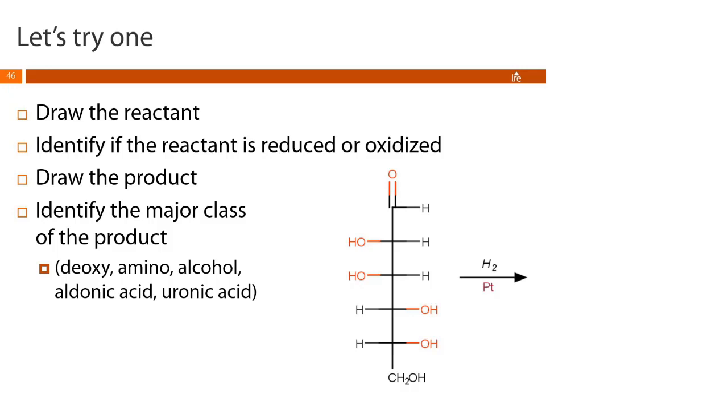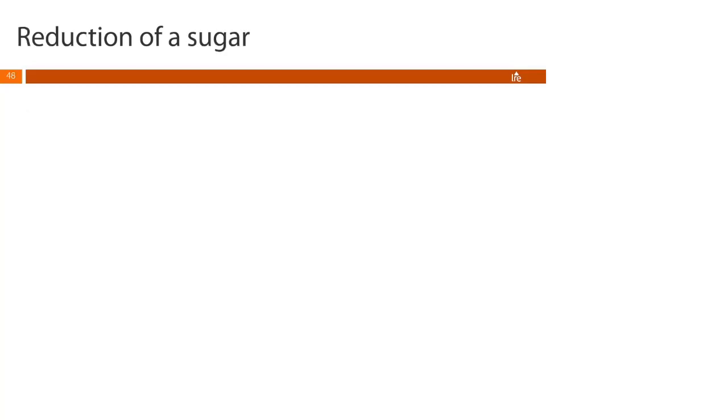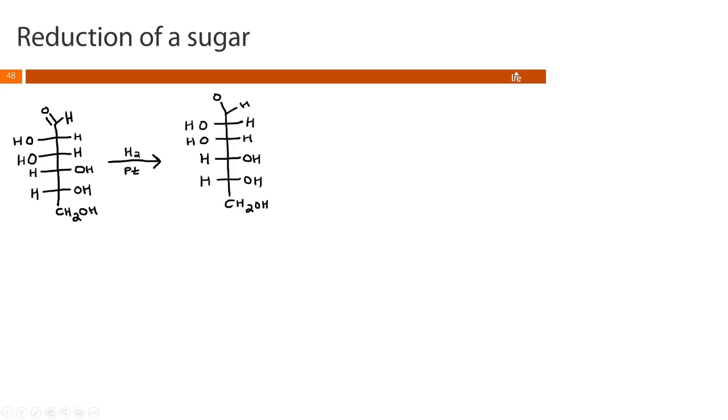Okay, let's see what you came up with. So this is a reduction reaction. I'll start by drawing our sugar, and we're going to react this with H2 in the presence of a metal catalyst. And we're just going to break our double bond between the carbon and the oxygen, and add an H to each previously double bonded atom. So we have created a sugar alcohol.